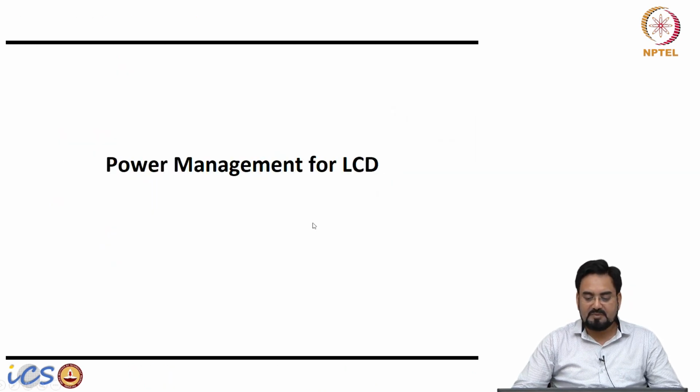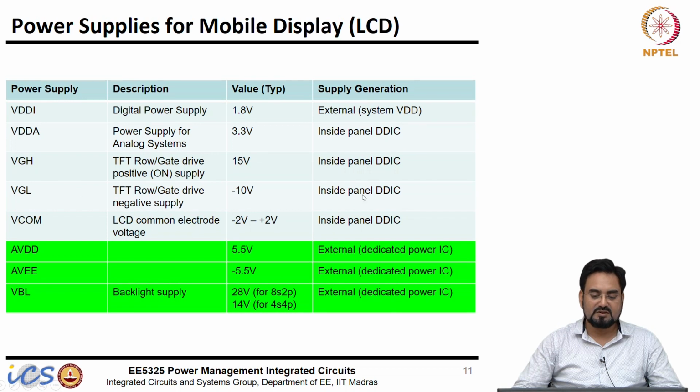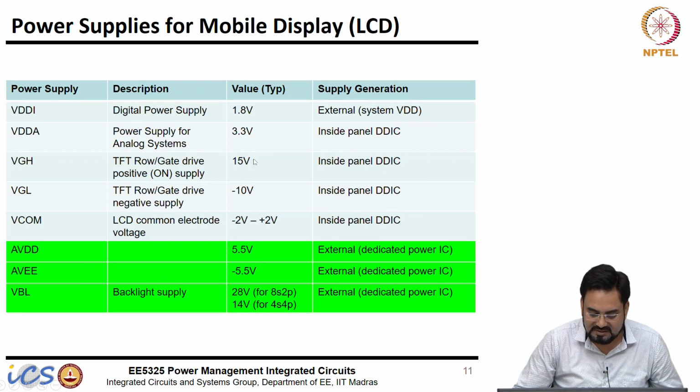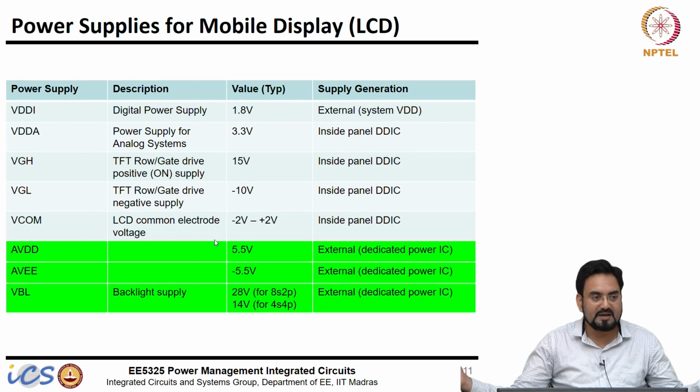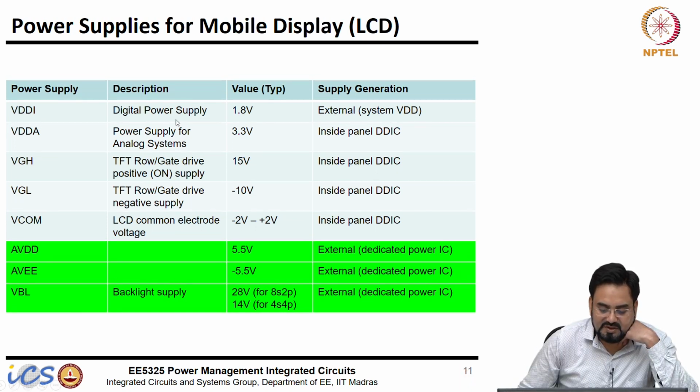So if we talk about power management for LCD, these are the different supply voltages which are mostly required for an LCD panel, and these specs are mostly for cell phones, not bigger panels. You require a digital supply of 1.8 volts, an analog supply of 3.3 volts, then the TFT row gate drive, which is positive 15 volts, and the negative gate drive voltage, which is minus 10 volts.